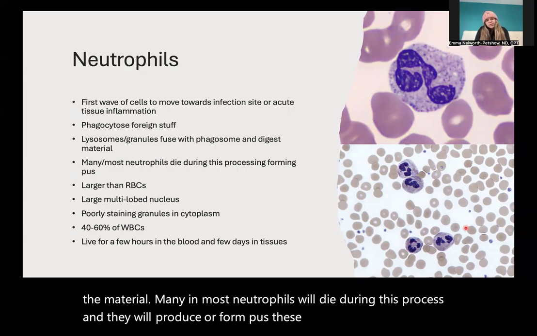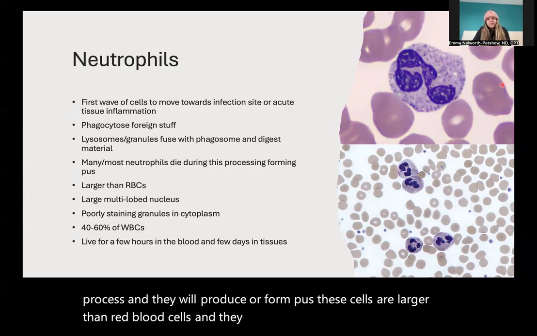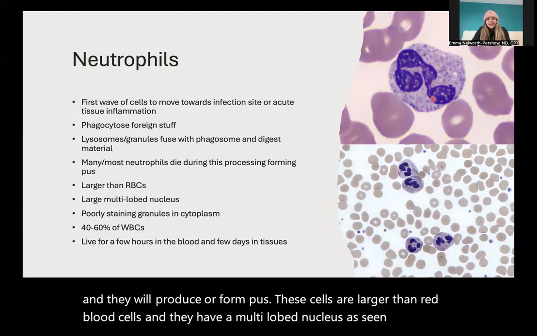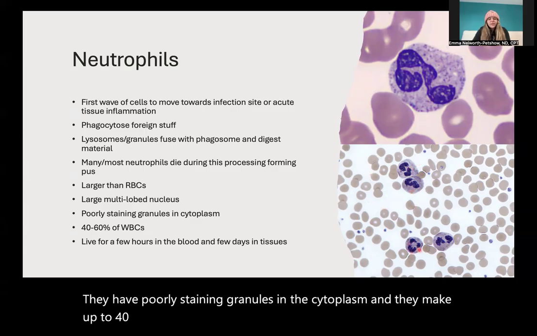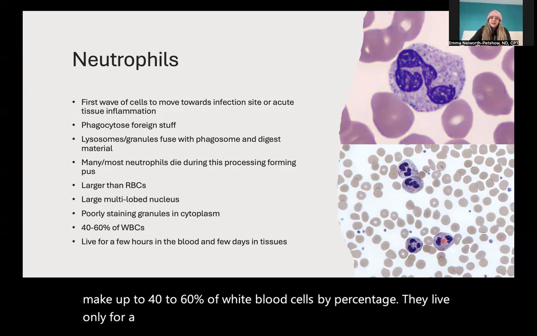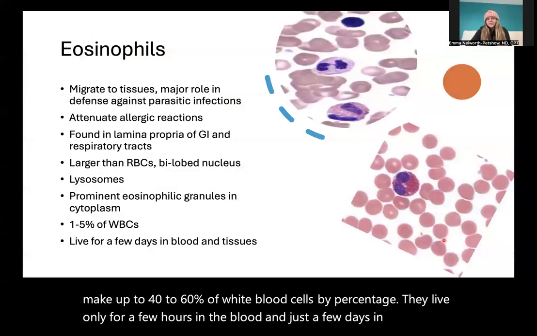These cells are larger than red blood cells, and they have a multi-lobed nucleus, as seen here. They have poorly staining granules in the cytoplasm, and they make up 40 to 60% of white blood cells by percentage. They'll live only for a few hours in the blood and just a few days in tissue.